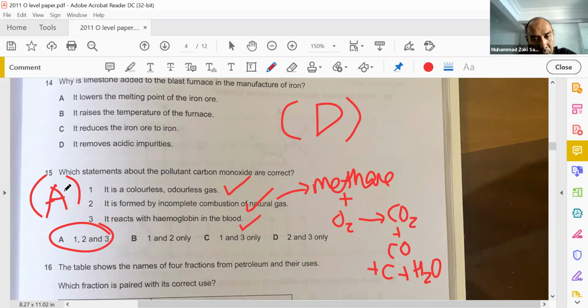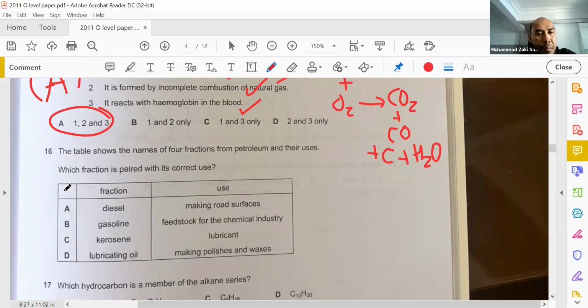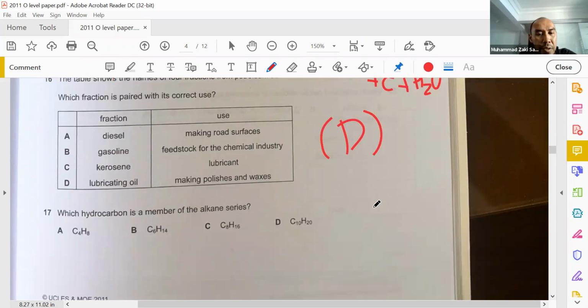Question 16. The table shows the fraction. This is also easy. So which is the correct one? Basically it should be D. Check the notes. Next one, which is an alkane series.